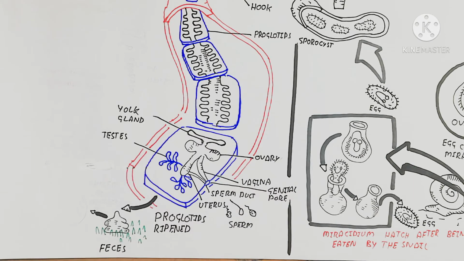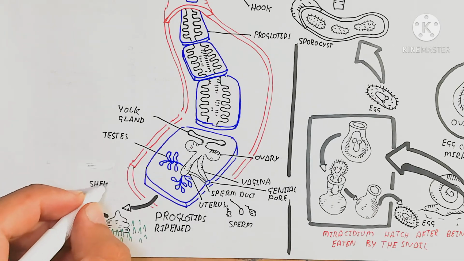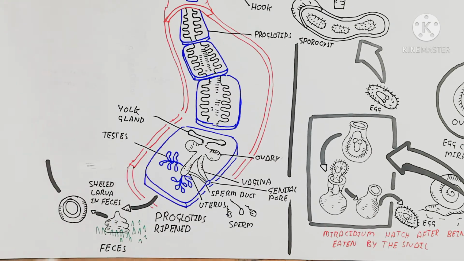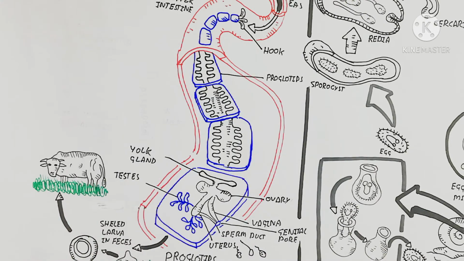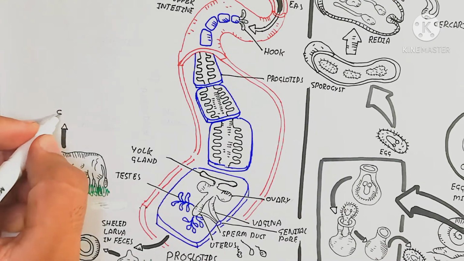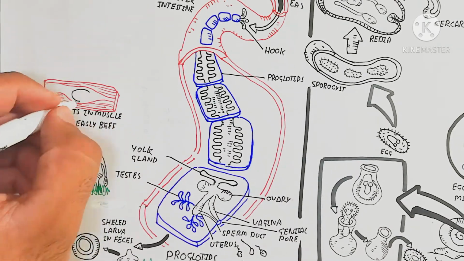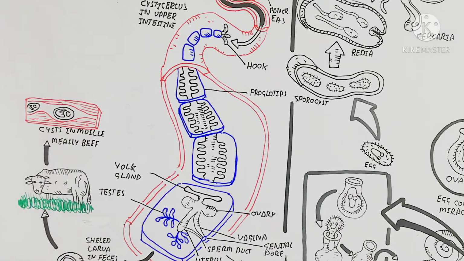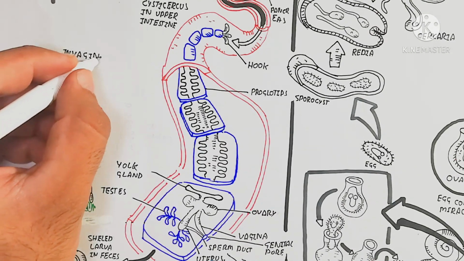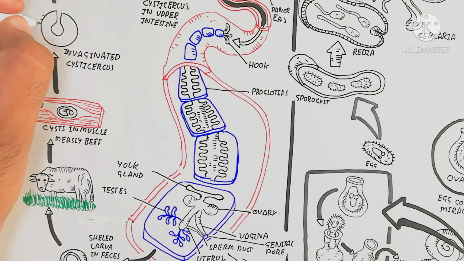So when we defecate, the defecation is known as feces. This defecation contains shelled larva in the feces. Why is the shell present? Because the shell protects the larva from enzymatic activity, so the protective sheath is developed. So here is the cow. When these shelled larvae in feces are present in the grass, they will be ingested by the cow or buffalo.